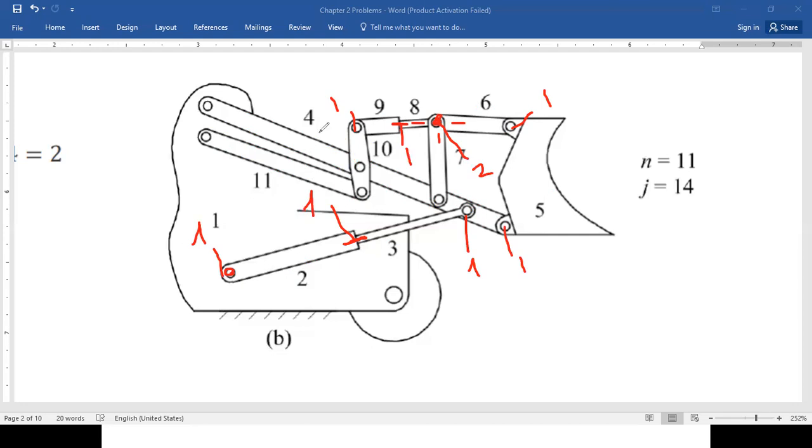One second, okay. Also, this one is full, full, and full. Anything else missing? So let us count. 1, 2, 3, 4, 5, 6, 7.